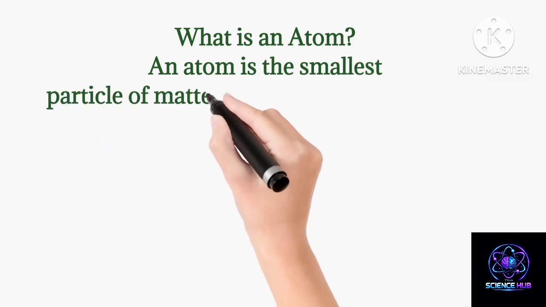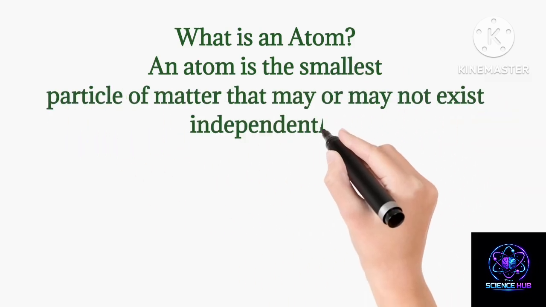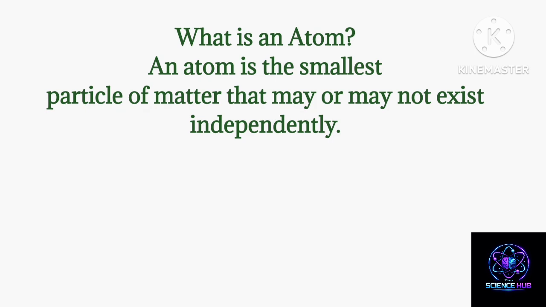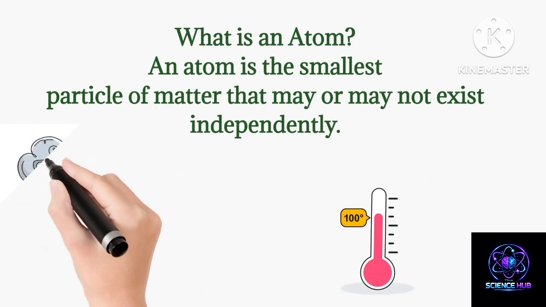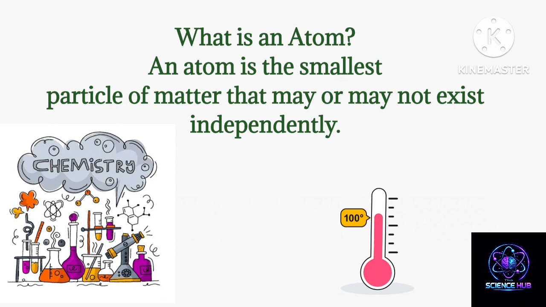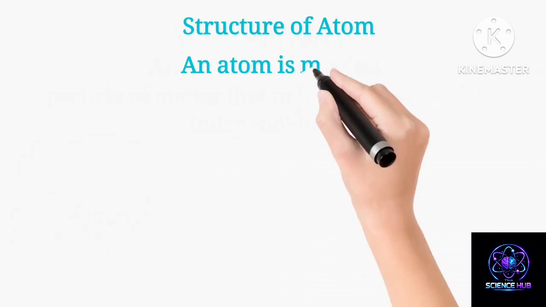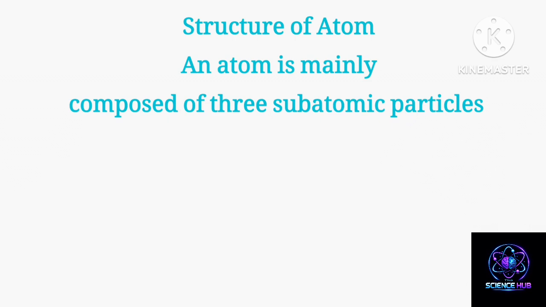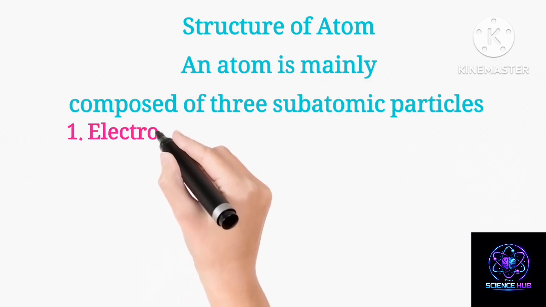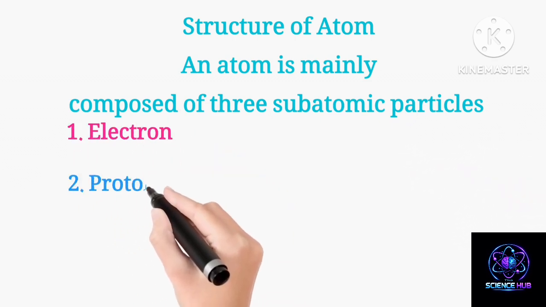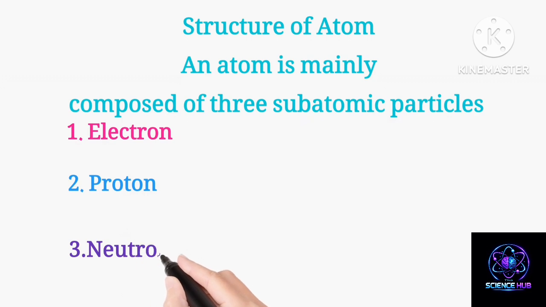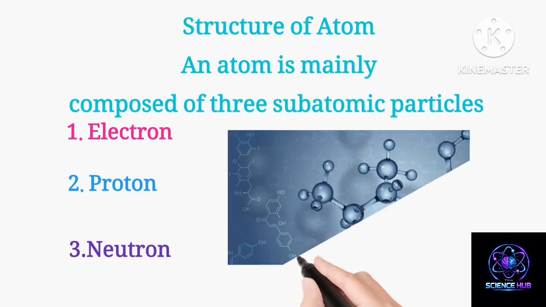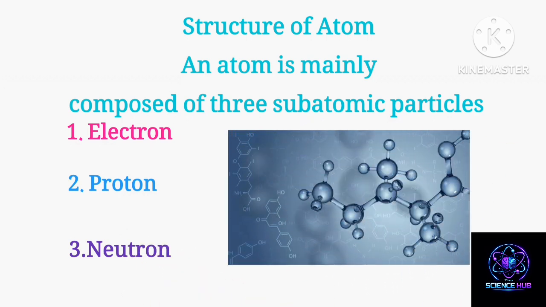Here we go. First of all, we will define atom. What is an atom? An atom is the smallest particle of matter that may or may not exist independently. An atom is mainly composed of three subatomic particles: Number 1, electron. Number 2, proton. Number 3, neutron. These three particles are major components of an atom, and their unique arrangement decides the structure of the atom.